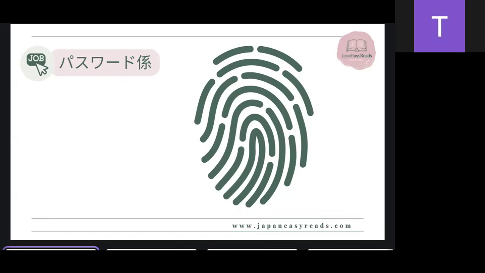So they could say, password wa nan desu ka? So if there is an established password for that week, and maybe it's yoroshiku onegai shimasu, they could ask what the password is, and the students need to know. So that's when they're coming in the classroom.